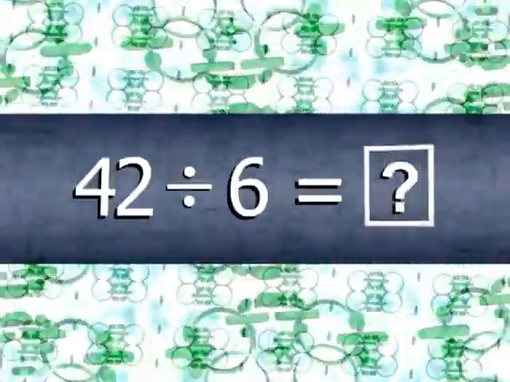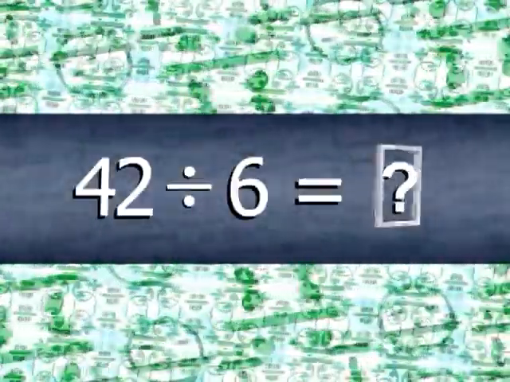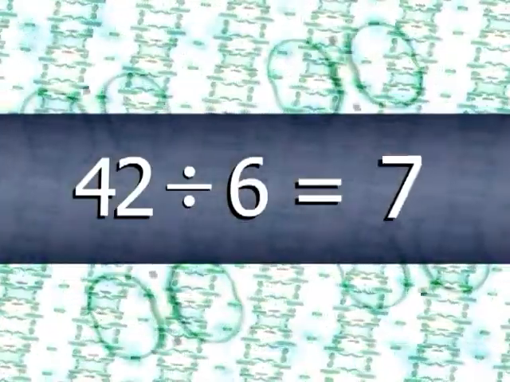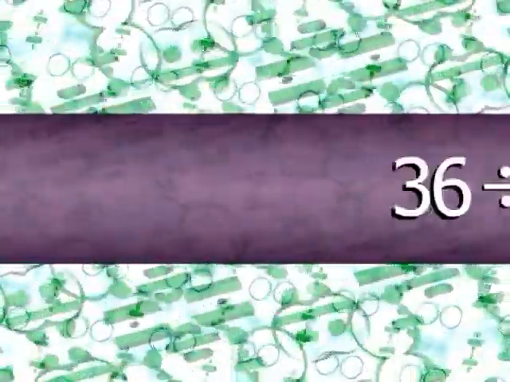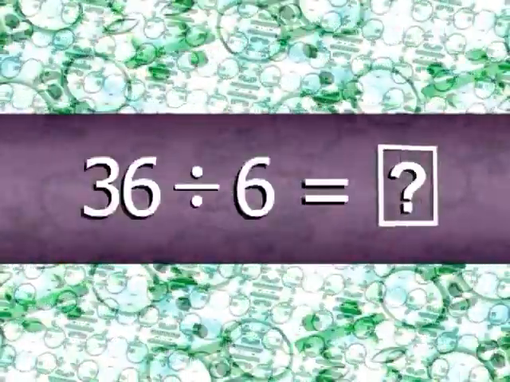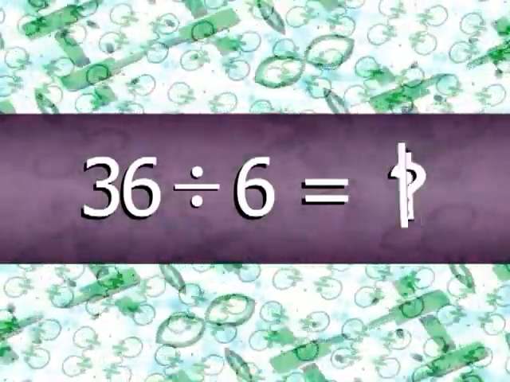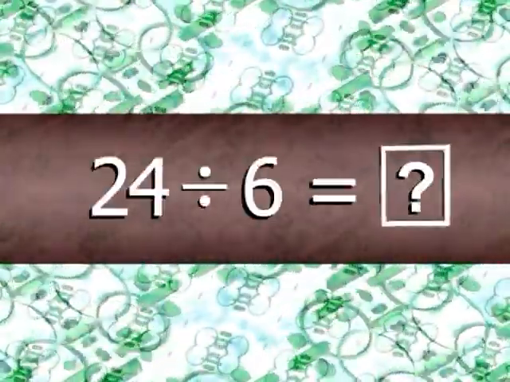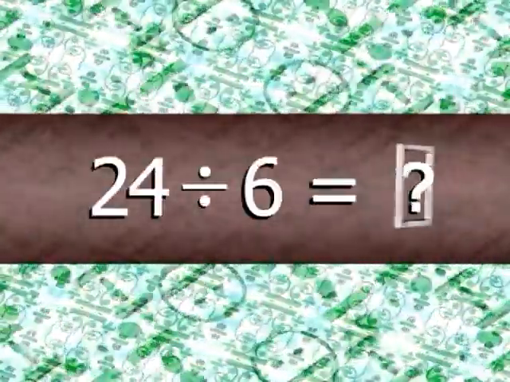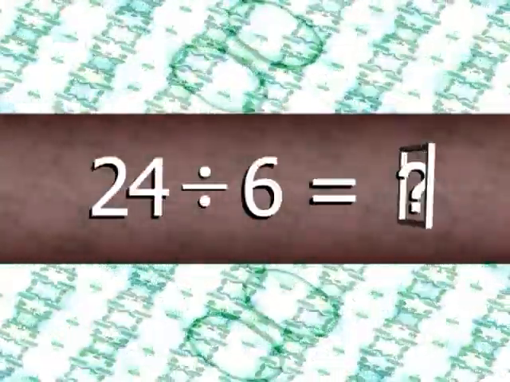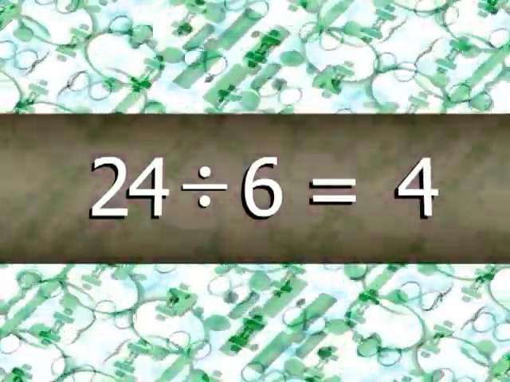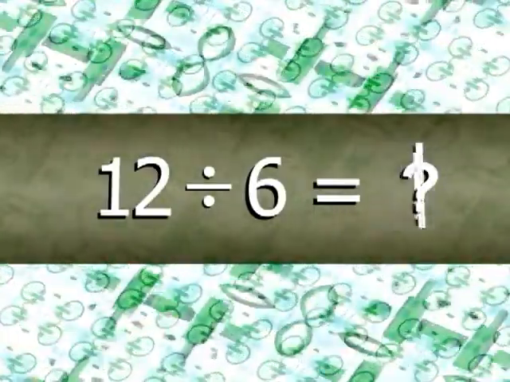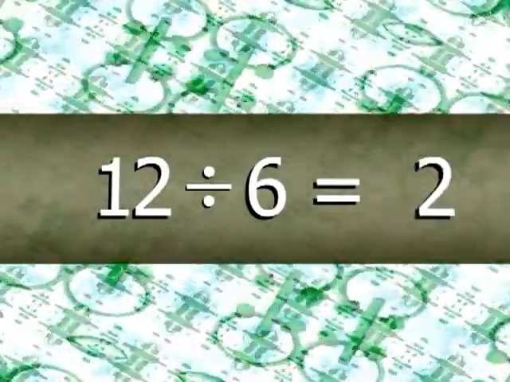42 divided by 6 is 7. 36 divided by 6 is 6. 24 divided by 6 is 4. 12 divided by 6 is 2.